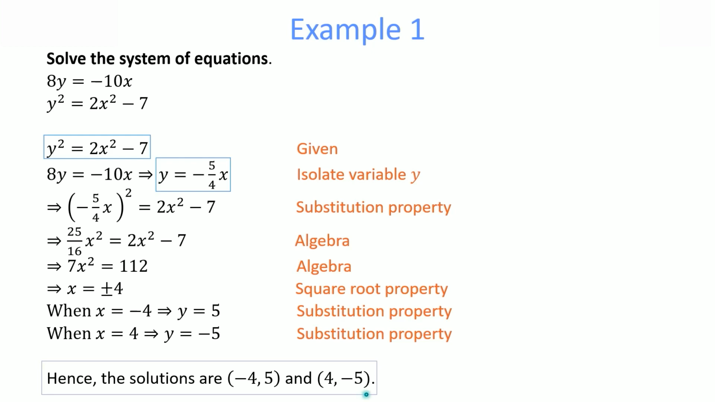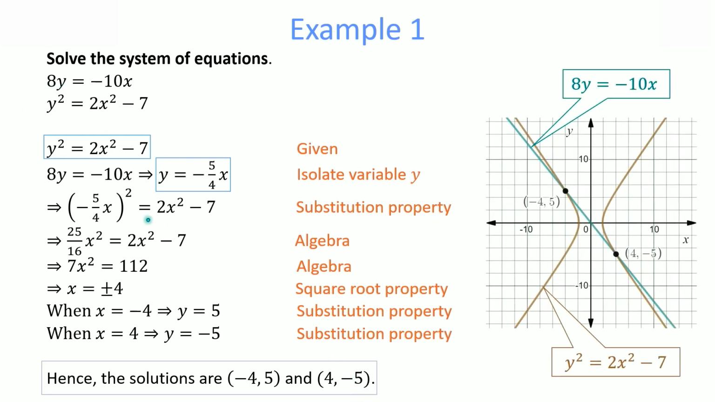Now you could have also solved this graphically. So what would you do? You would graph the two equations that you start off with. So the red is 8y equals minus 10x, and the blue curve is y squared equals 2x squared minus 7. And if we look at the points of intersection, which give us solutions, the coordinates are exactly the same as the solution that we found from solving algebraically.